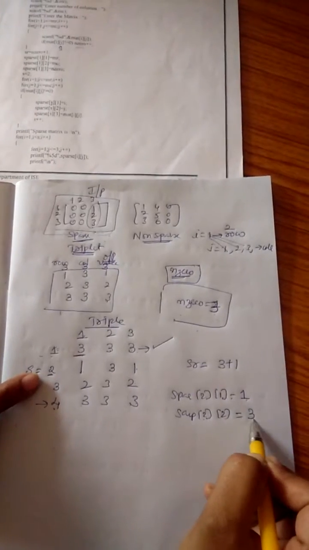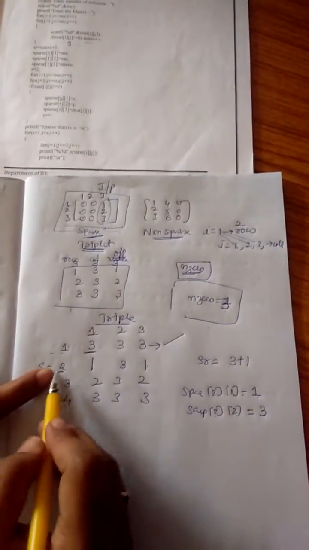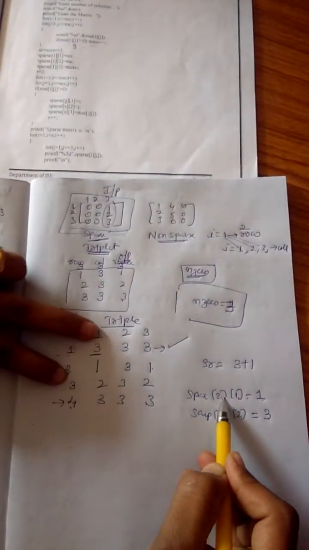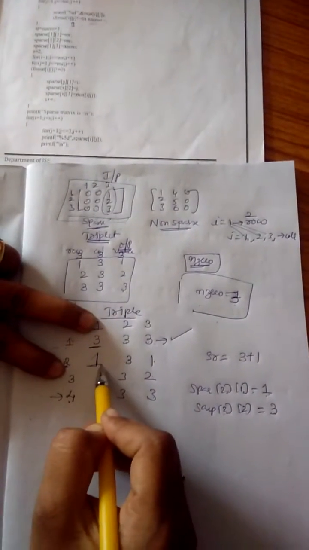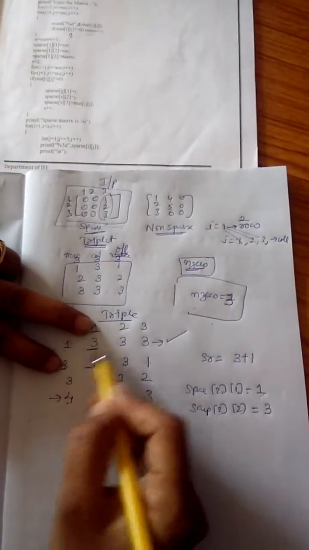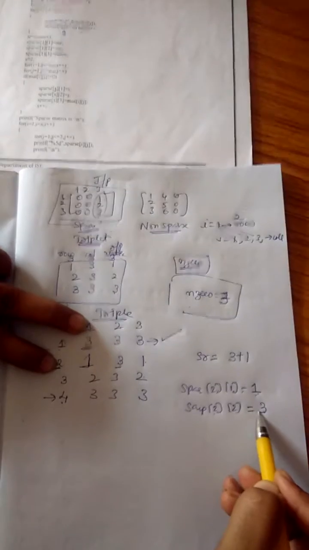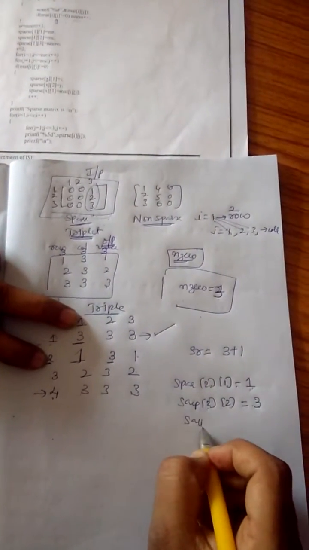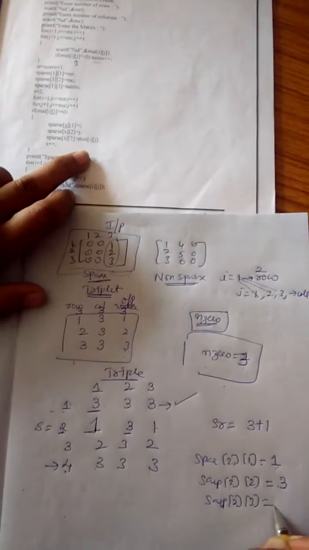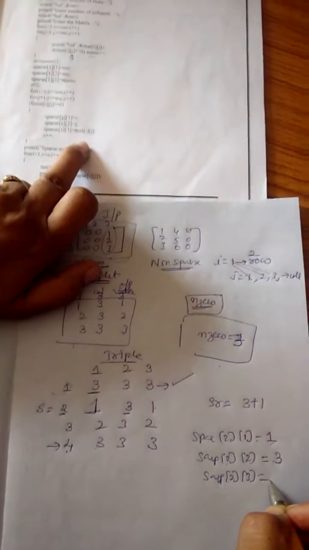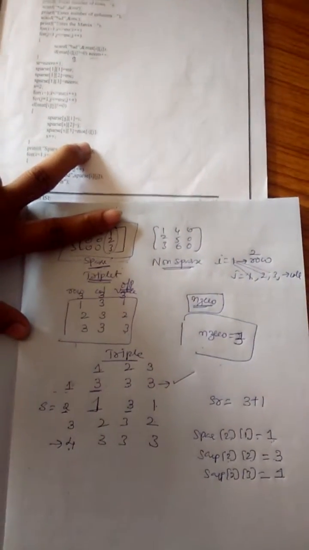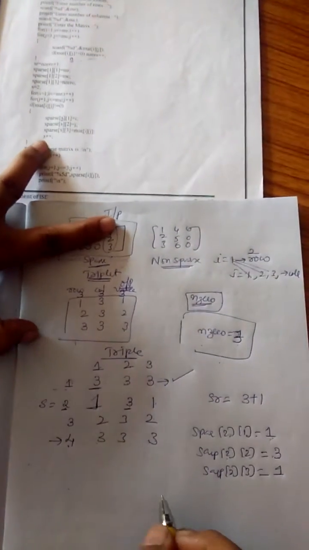Sparse of 2 comma 2 I am storing 3. Shall we verify here? Sparse of 2 comma 1 I am storing what? 1. Correct? Sparse of 2 comma 2 I am storing what? 3. Correct? Next, you can see the next one. Sparse of 2 comma 3 I am storing what? What is this? Value. What is its value? 1. Okay.